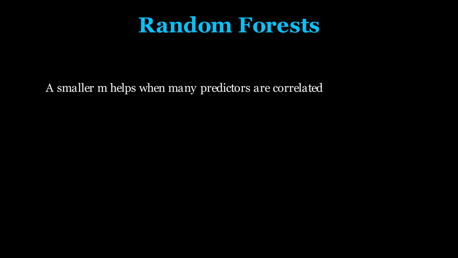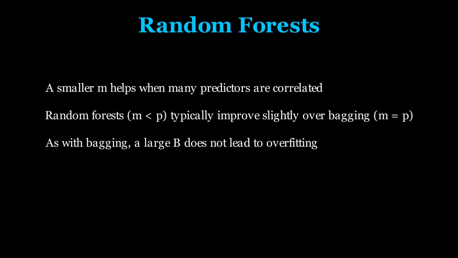A few practical notes. The choice of m balances bias and variance, and a smaller m is useful when a large number of predictors are correlated. Random forests, where m is less than p, typically lead to a slight improvement over bagging. And just like bagging, using a large number of trees will not cause overfitting.